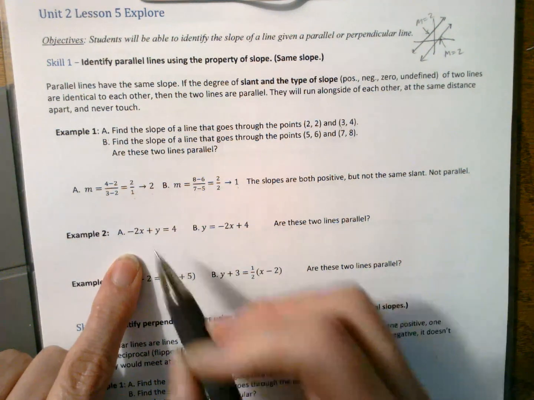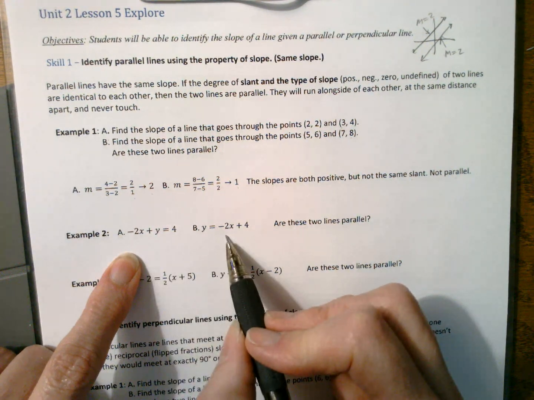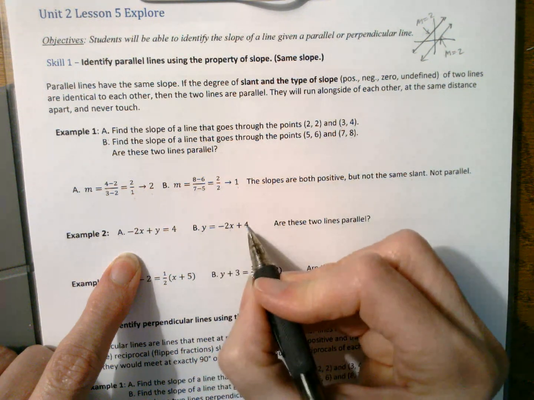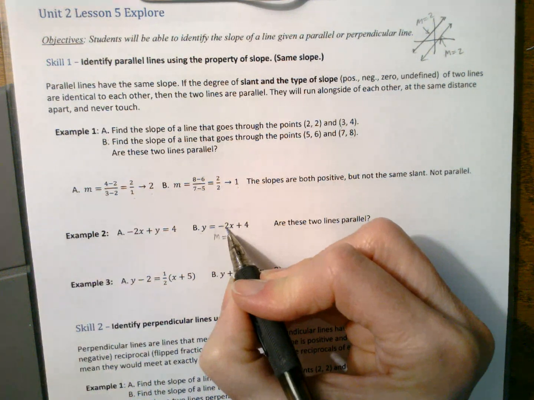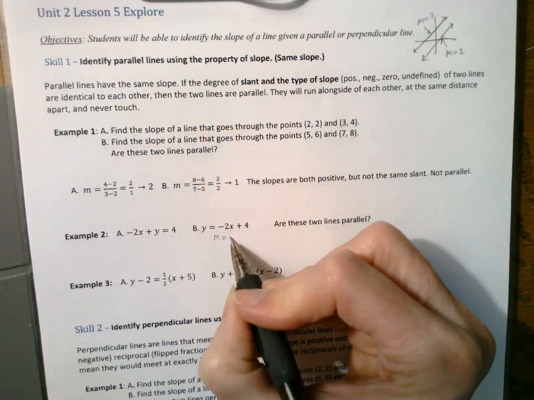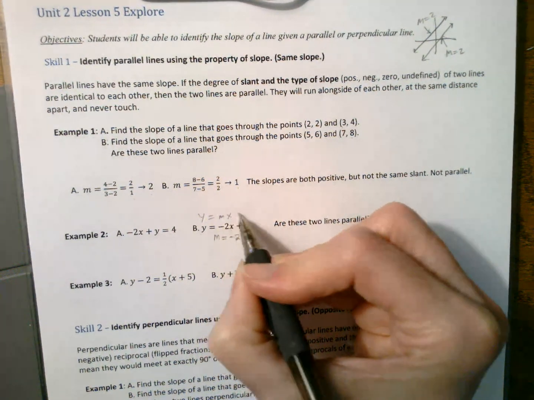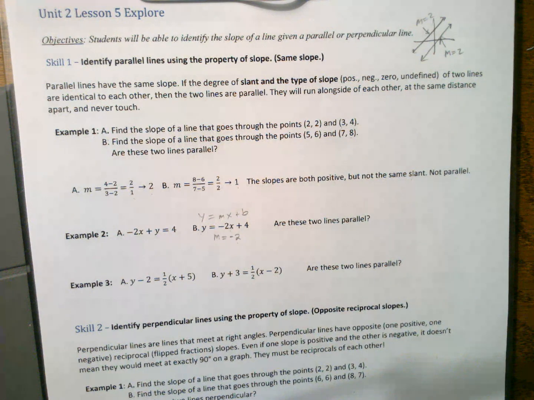Okay? Example number 2. We're given 2 linear equations. This one is in slope-intercept form, so what's the slope? You can just look at it. The numerical coefficient of this term is a -2. That's where the m is. Okay, so the m, or slope, is -2.